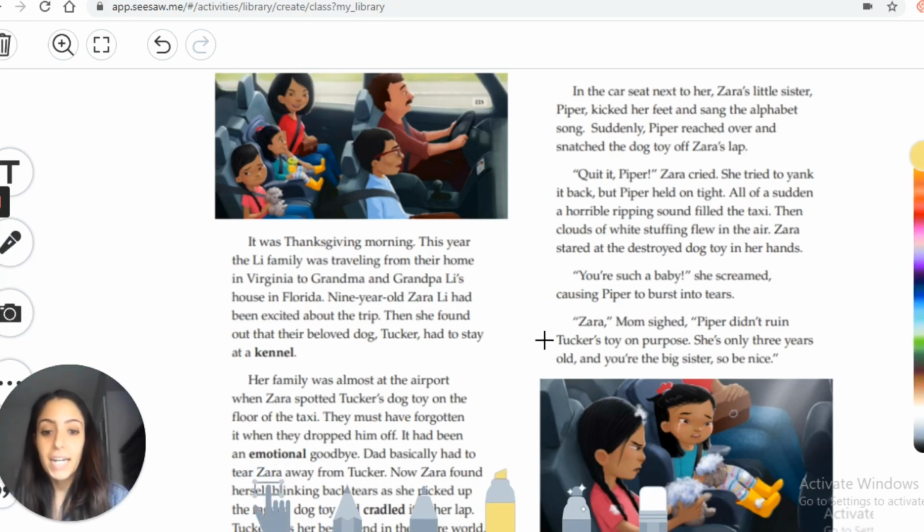Okay, we're going to start reading and I'm going to highlight some keywords and you can jot some keywords down as well. So we'll read it a couple times.